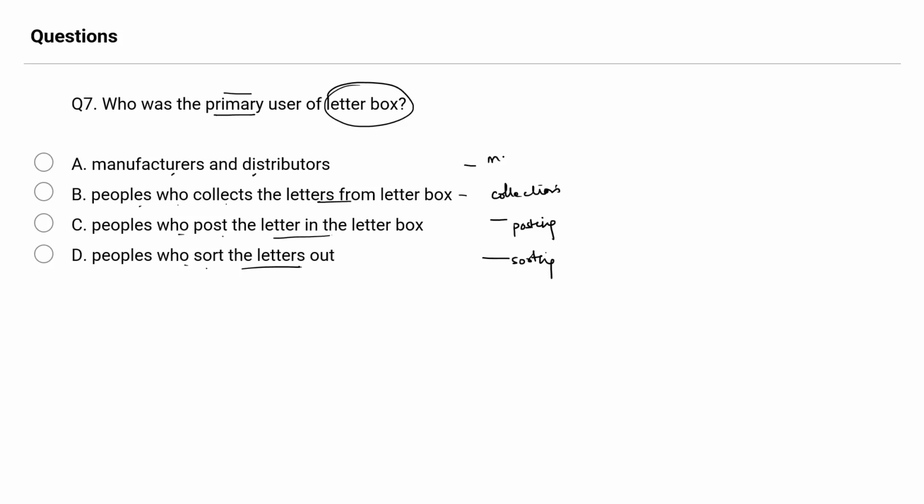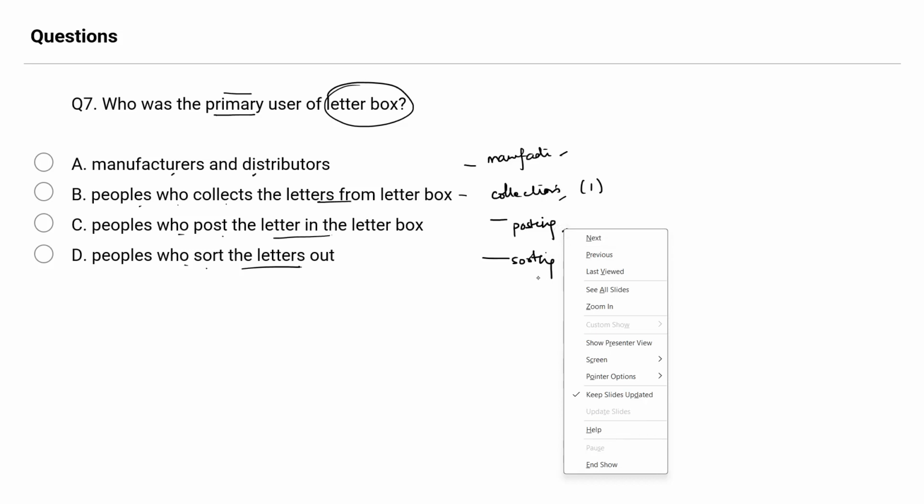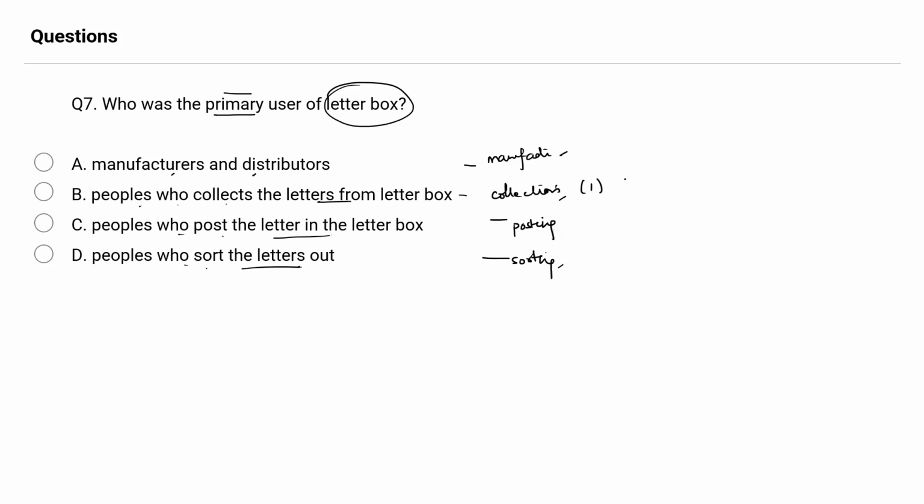Manufacturers, those who are collecting the letters, those who are posting the letters, and those who are sorting the letters. I think B. I will go with B. Sir, come again, please. Yeah, B. Okay, we have got one vote for B. Anyone else? Manufacturer, the one who is collecting basically from the post office, the one who is posting a letter, and the one who is sorting a letter. Thiru sir is also saying B. Okay, we've got two votes here.